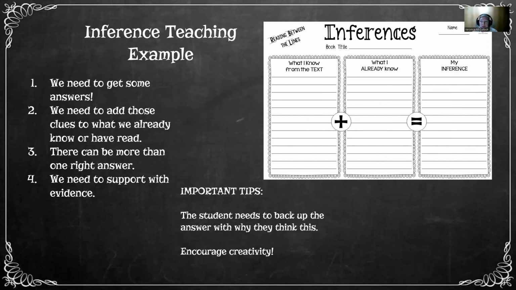Some kids, it's really, really neat to see their brains think differently. One kid might think one way and another kid another, and then they go, oh, that is the coolest thing. It's like a light bulb that goes off. And the most important part about inferencing is that you have to support with evidence. So some important tips: the student needs to back up the answer with why they think this, and encourage creativity. There are no wrong answers in inferencing. That's the coolest part, that they do get to be creative.